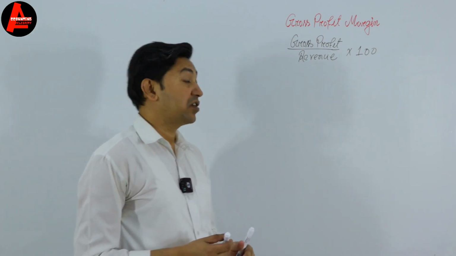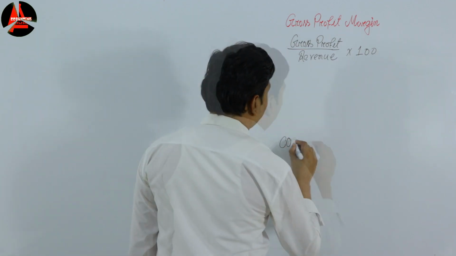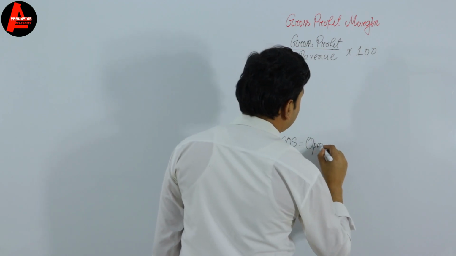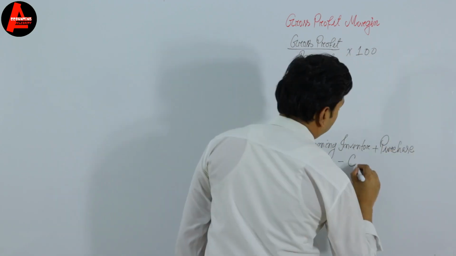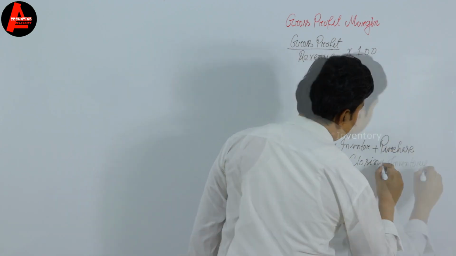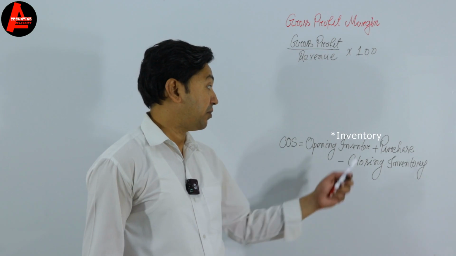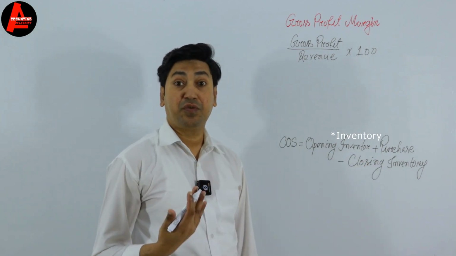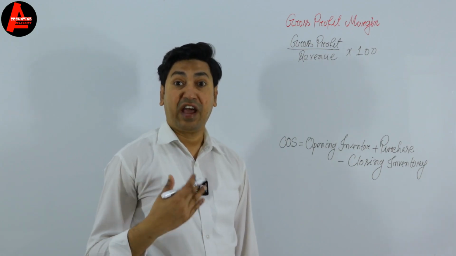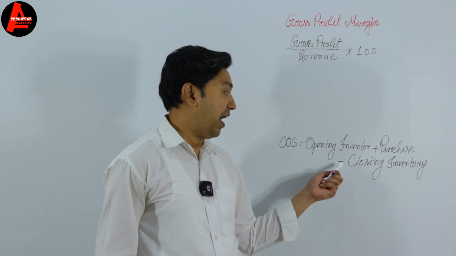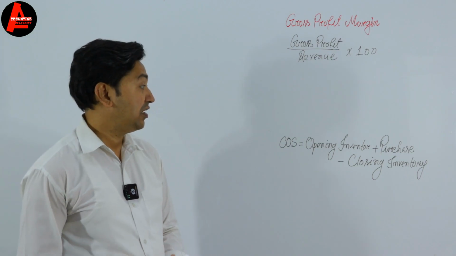So how to calculate cost of sales? Cost of sales equals opening inventory plus purchases minus closing inventory. Okay, we have some more items. If we have purchase returns, we need to subtract purchase returns. If we have goods for own use, that means drawings, we need to also subtract. If we have carriage inwards, we need to add here. As we don't have these items on the question, we did not write them.